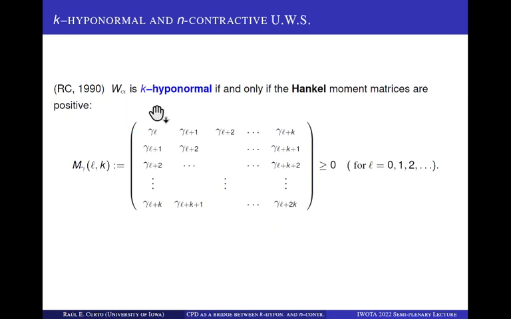k-hyponormality was characterized in 1990 as saying that the Hankel moment matrices starting at gamma L and ending at gamma L plus 2k have to be all non-negative as scalar matrices. All of these, an infinite collection of scalar matrices, have to be non-negative Hankel matrices, and that gives you k-hyponormality. k controls the size of the matrix. So if k is equal to 2, we're talking about 3 by 3 matrices.